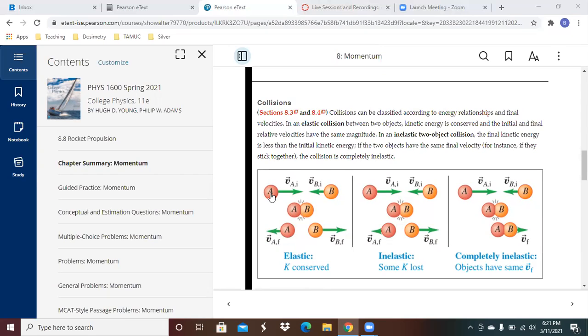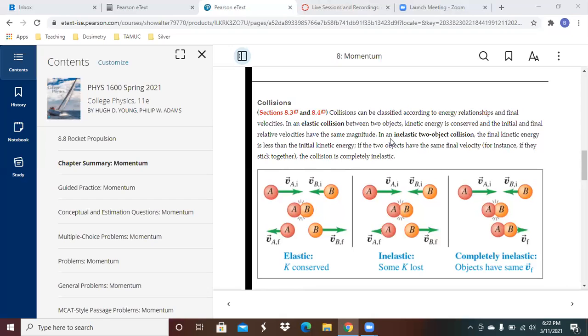So in other words, you have a ball, ball A, coming in, and you have ball B coming in. They have different velocities. They collide, they bounce back. In this case, you could think of maybe a pool or billiards. They come in, they bounce, and they go off of each other. In this particular case, energy is going to be conserved, and the initial and final relative velocities are going to have the same magnitude. This vector and this vector are roughly the same, and this one and this one are roughly the same.